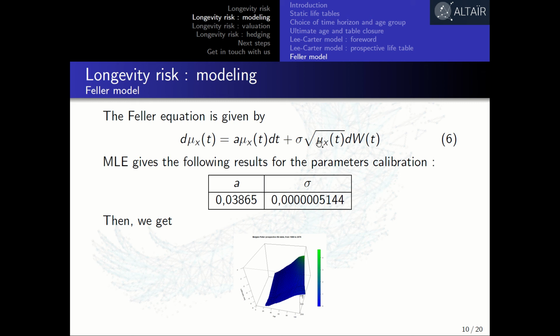Then, maximum likelihood estimation has been chosen to calibrate Feller parameters, and we obtain results quite in line with the literature. This allows to get a similar, complete prospective life table as before with Lee-Carter.